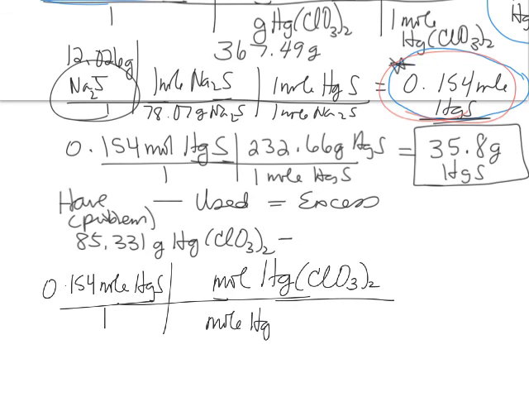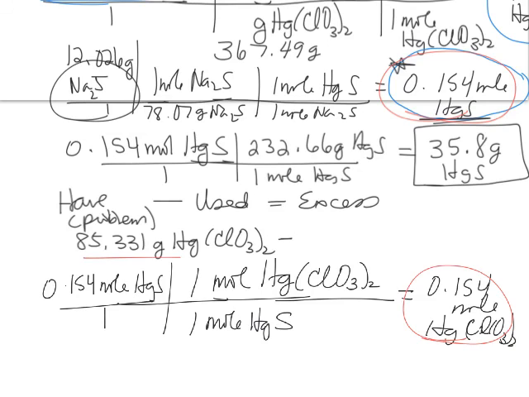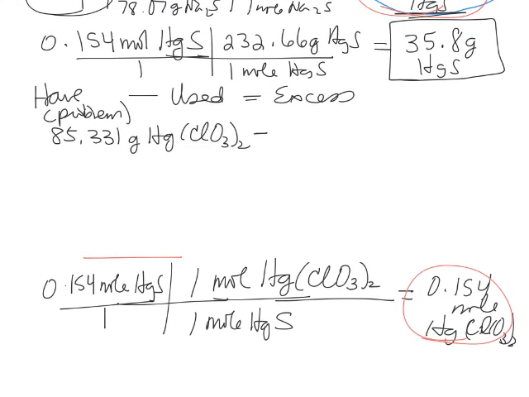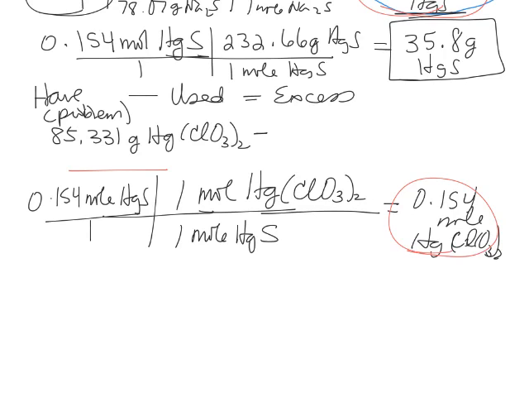And so if you look at the balanced equation that we wrote in the very beginning, you would see that for 1 mole of mercury sulfide, we have 1 mole of mercury perchlorate, or just chlorate, sorry, and that's going to be 0.154 mole of mercury chlorate that was used. So when we take this and subtract it from what we have, what do we need to do? That's right, we need to convert this to grams. So let's go on.